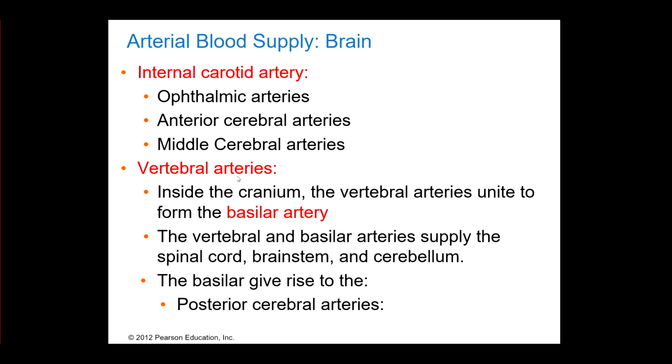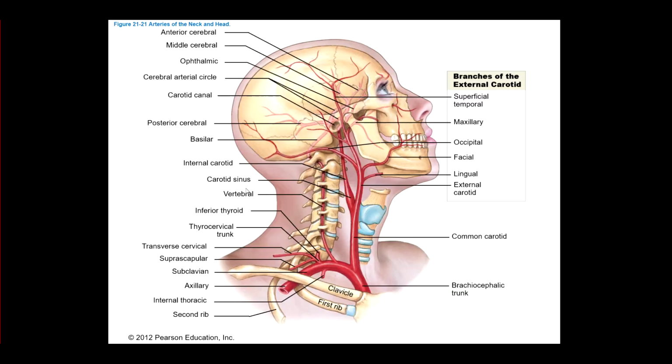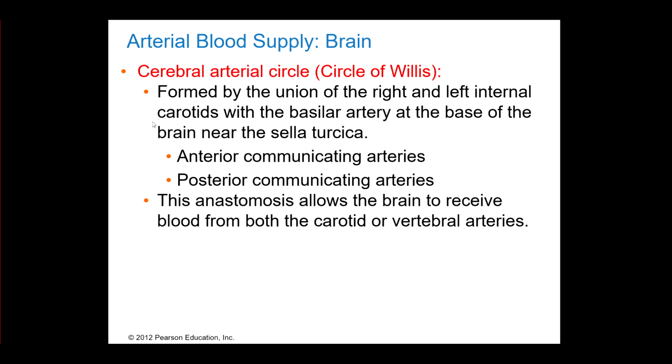The vertebral arteries come in through the foramen magnum, as we said in the last lesson. Once they come in, they unite to form another artery that you should be able to label, called the basilar artery. Right? And then that basilar artery is going to give rise to the posterior cerebral artery. Then we can tie this system to this system by the communicating arteries, right?